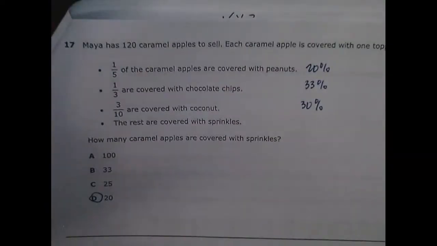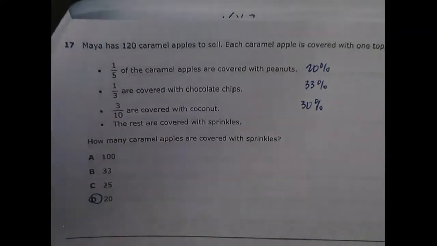All right, here's question 17. I got a minute, so I'm going to go quick. So you've got caramel apples. There's 120 of them, and they got all these crazy toppings. And naturally, you got all these crazy fractions. Then they say the rest with sprinkles, and you're supposed to figure out the rest, which is sprinkles. Fair enough. And if you notice, the answers are not too crazy. If you're picking 100, you got another thing coming.